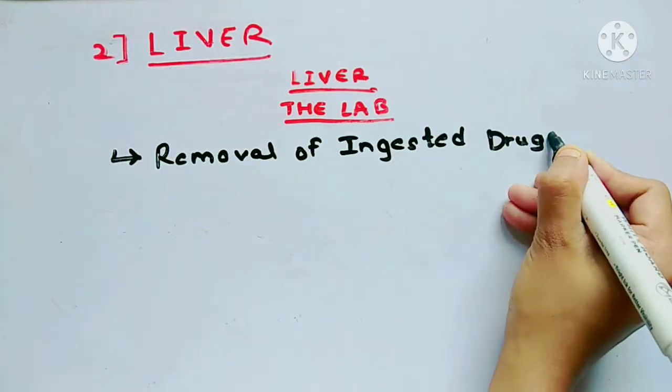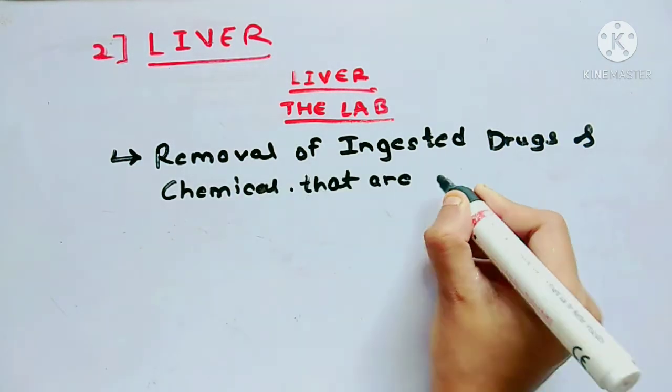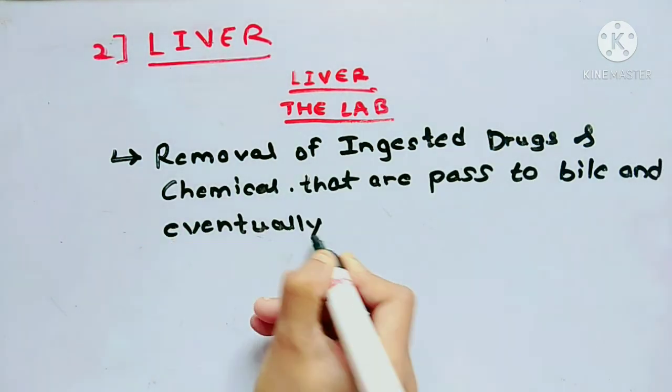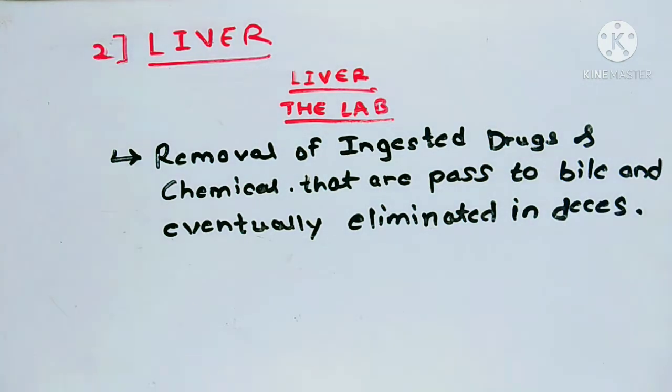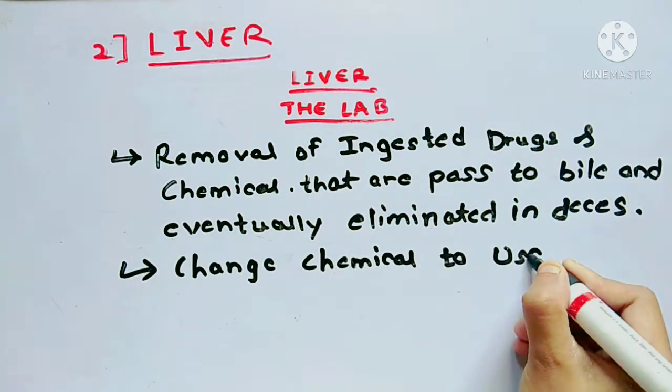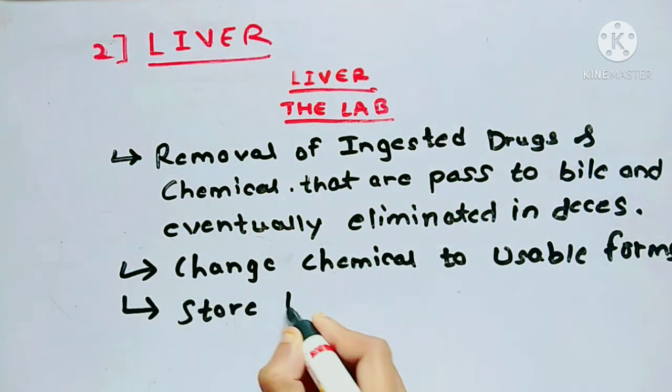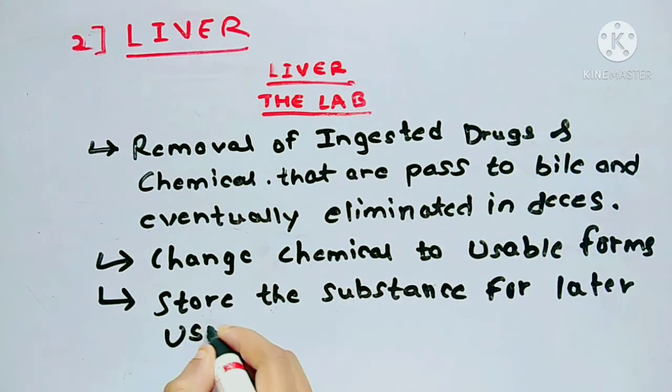The function of the liver is to remove indigestible drugs and chemicals that are passed in bile, which are eventually eliminated out of the body, change of chemical substances to a usable form, and storage of substances for later use.